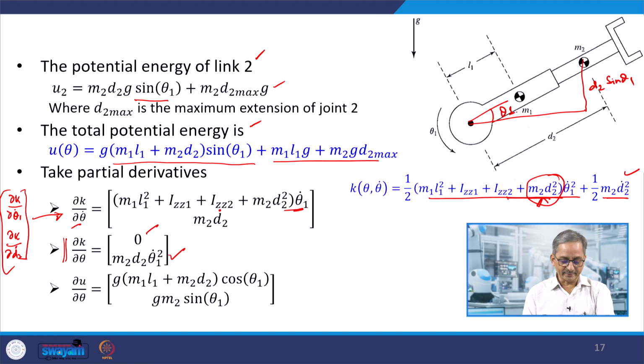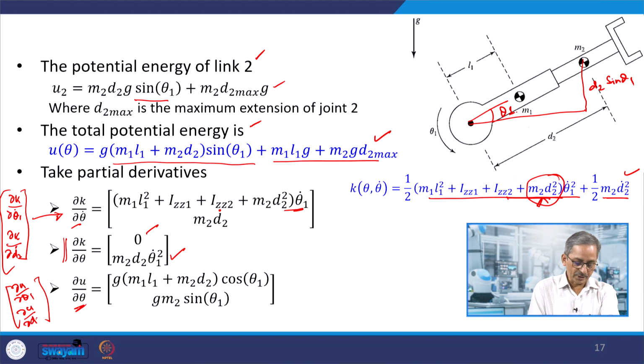This is how I get this term. Then I have the potential energy term already. So, this I can differentiate with respect to the two generalized coordinates. The first one will be del u upon del theta 1, and then it is del u upon del d2.